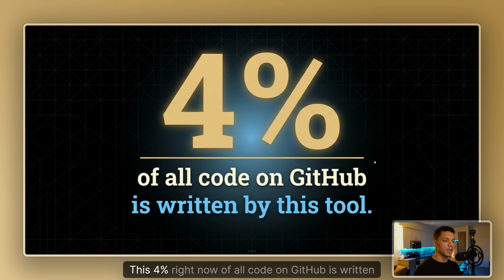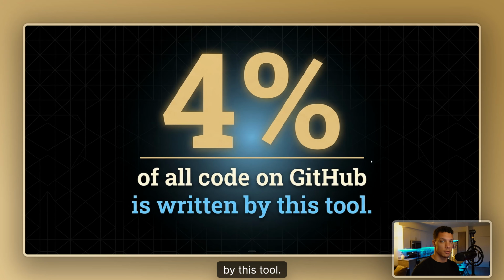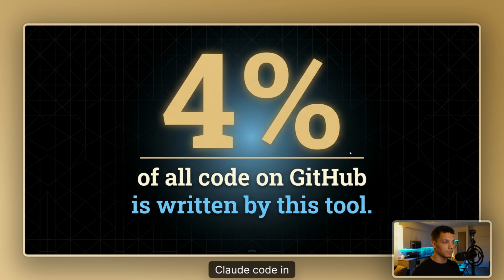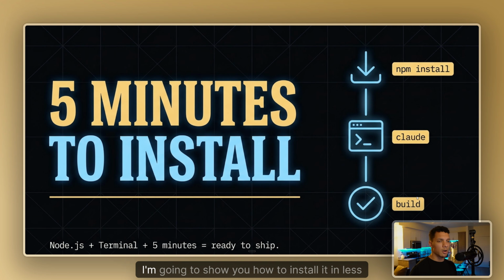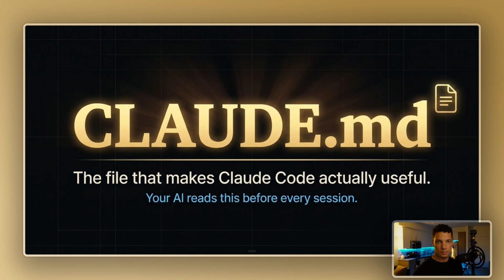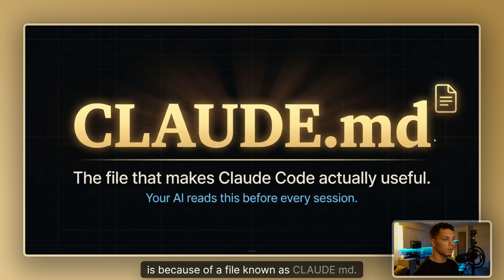4% right now of all code on GitHub is written by this tool. 4% of all code on GitHub has been created by Claude Code in the year that it's been out. Just think about that. So in this video, I'm going to show you how to install it in less than 5 minutes. So one thing that makes Claude Code so powerful is because of a file known as Claude.md.